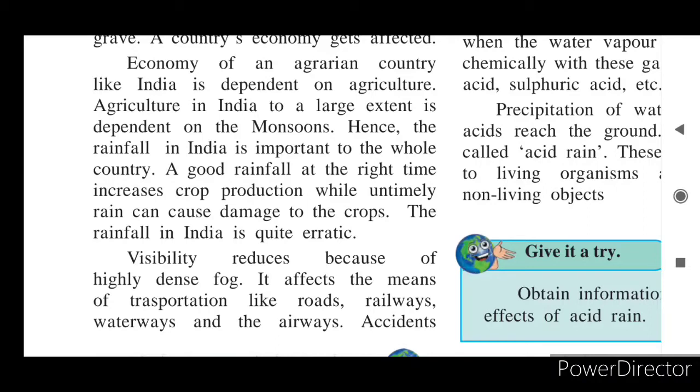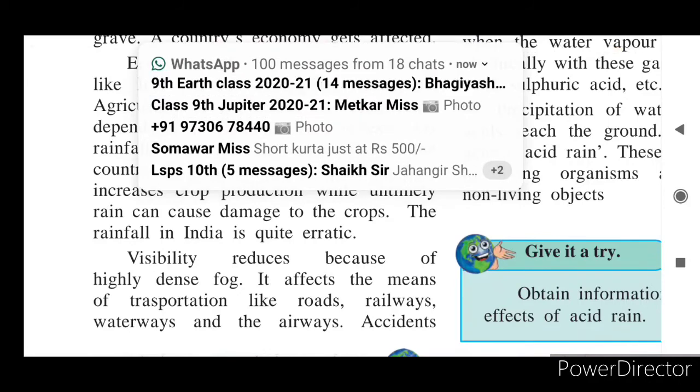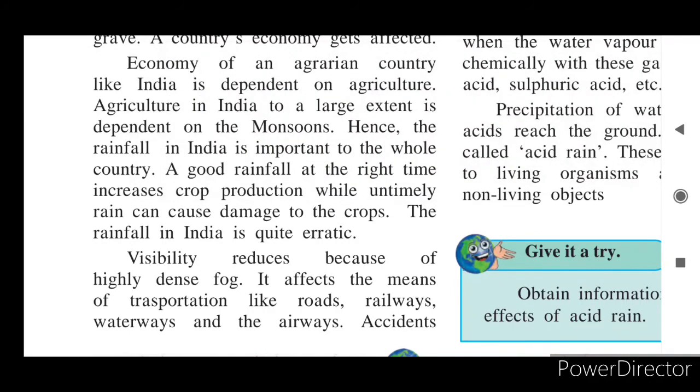Erratic means what? It is not even, because sometimes there is less rainfall and sometimes there is more heavy rainfall. Nobody can predict when there will be rainfall, and that's why it is a very hard condition for the farmers in our country.